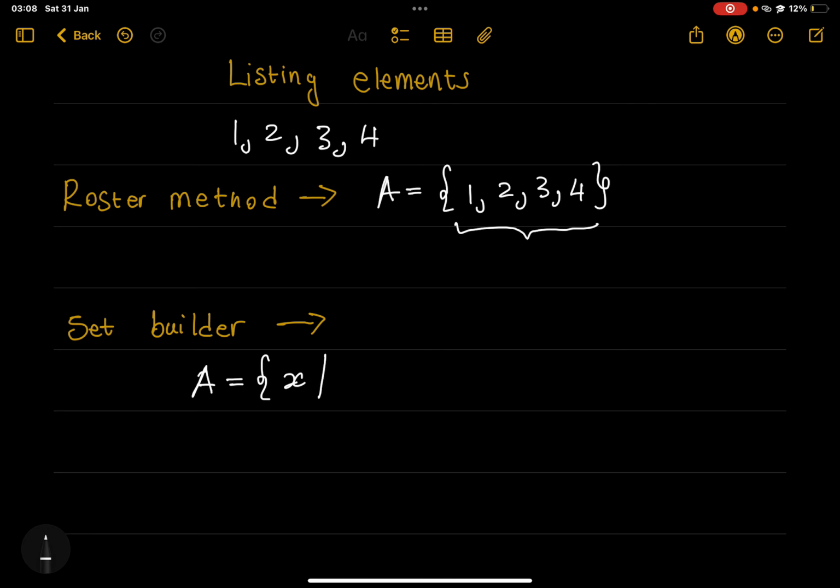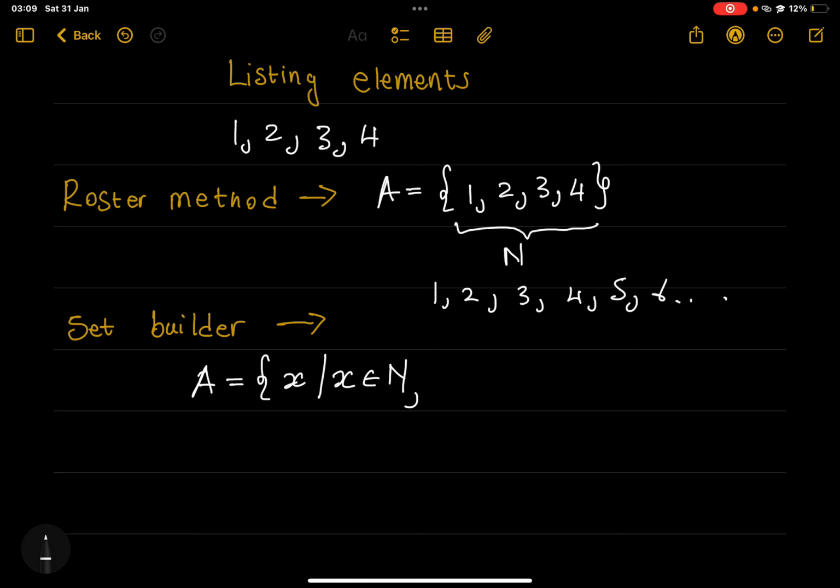I can say X is an element of natural numbers. Meaning these are natural numbers for me. Then I tell them how many elements there are, because we know natural numbers are many: 1, 2, 3, 4, 5, 6, and so on. So we cannot just say X is an element of natural numbers. We have to be specific. We explain fully.